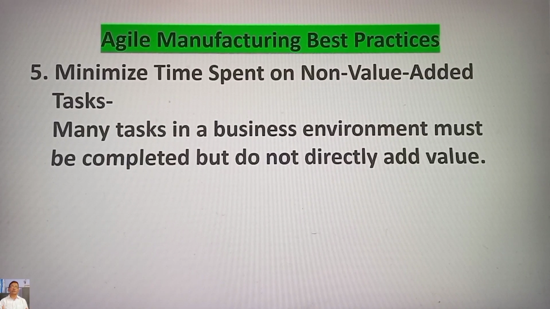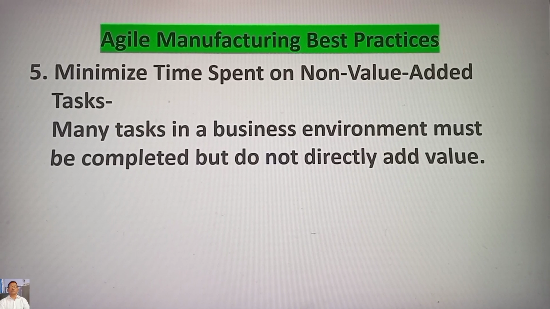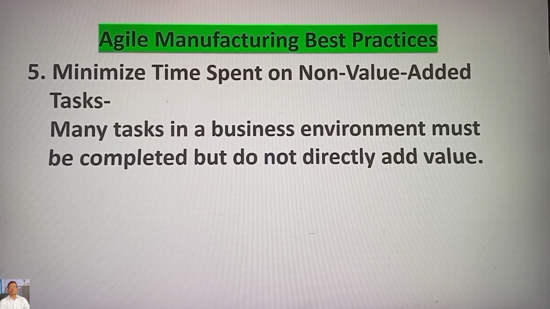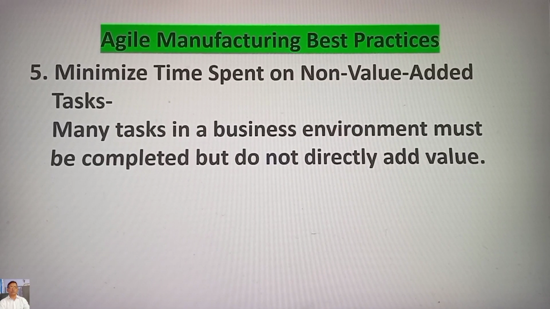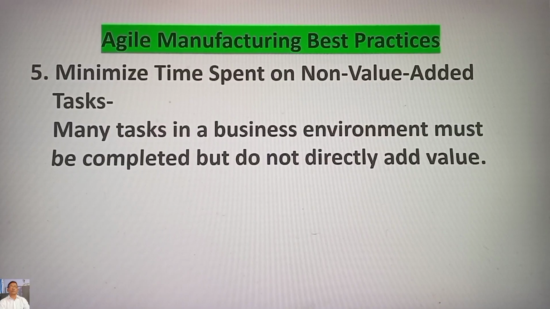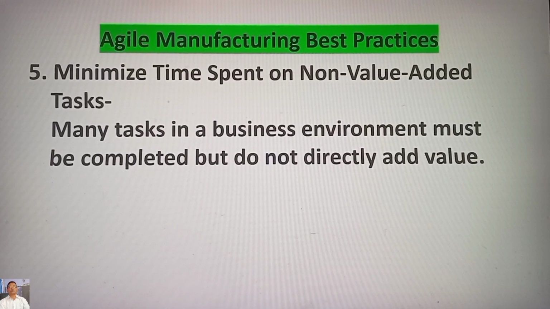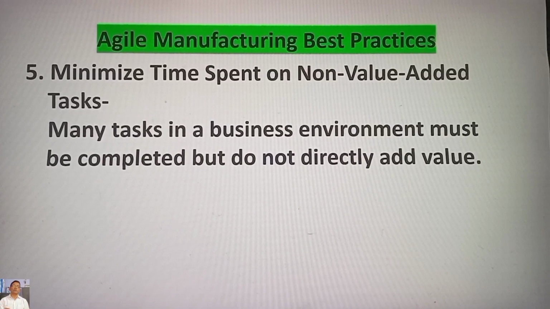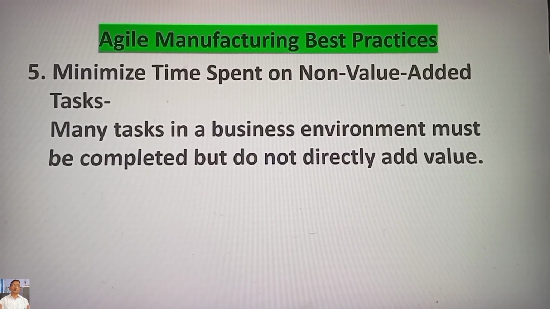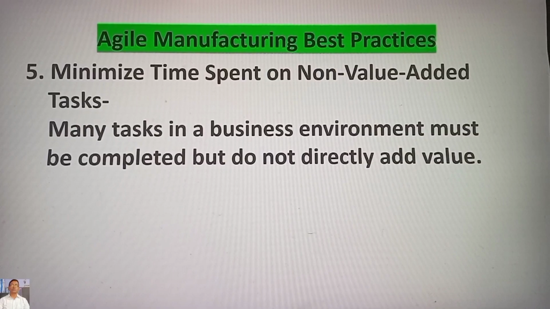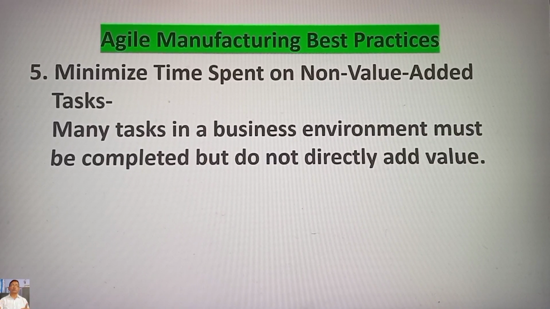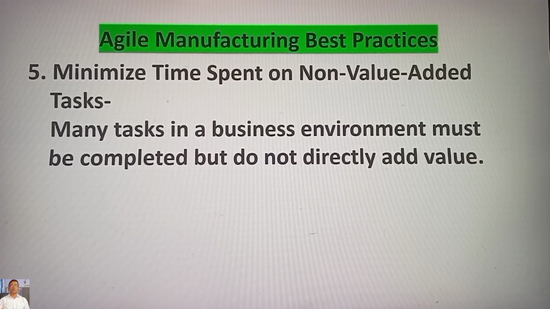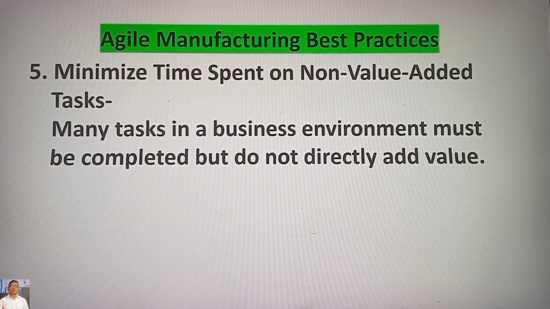Fifth, best practice. Minimize time spent on non-value-added tasks. Many tasks in business environment must be completed but do not directly add value. However, if the workforce spends excessive time on such tasks, they cannot focus on generating strategies to respond to changes in the business environment, rendering agile manufacturing initiatives less effective.